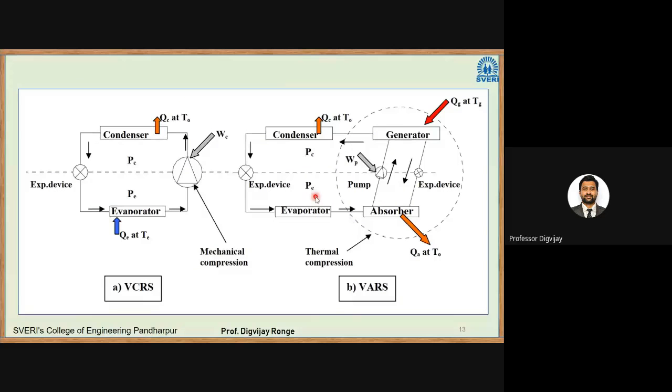So then we saw the differences between VCRS and VRS. So this is the simple VCRS. And this is a simple VRS. Whatever compressor part is here in VCRS, we are replacing that with absorber, pump, and generator. So I hope this diagram clarifies your thoughts about the VRS.